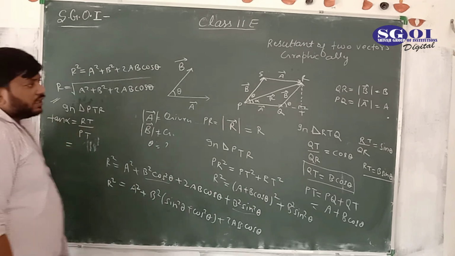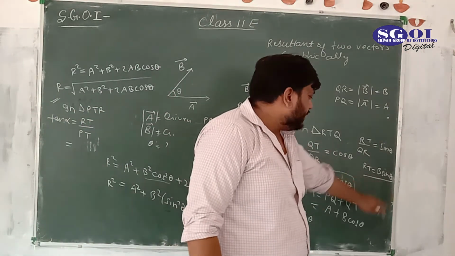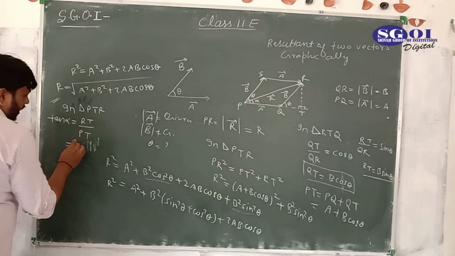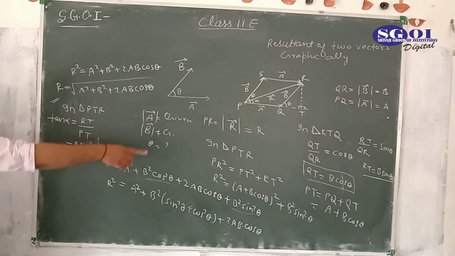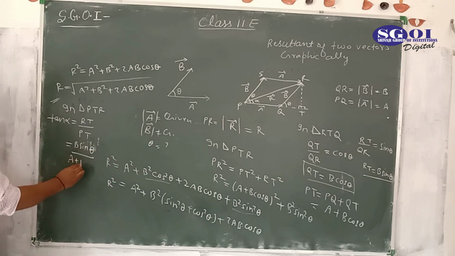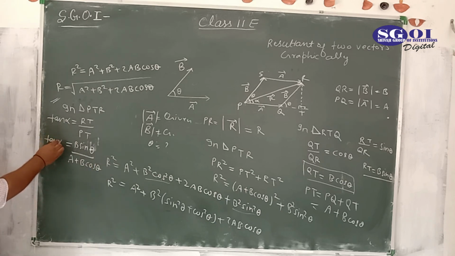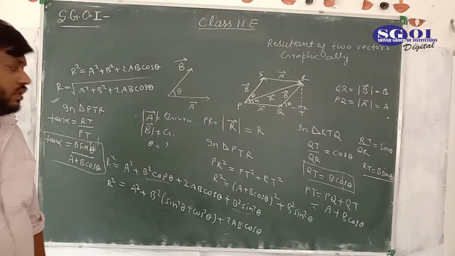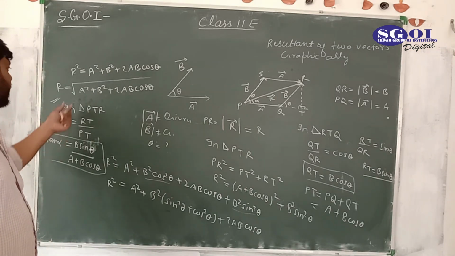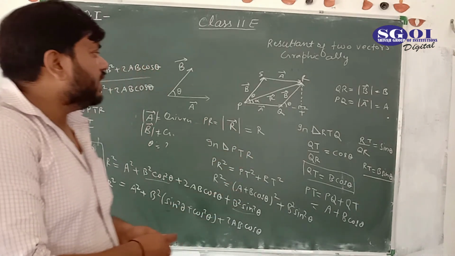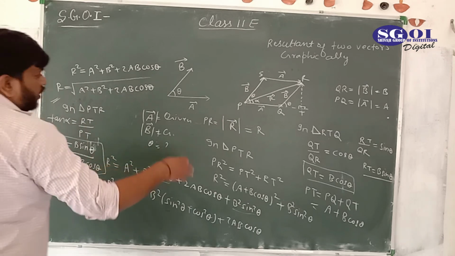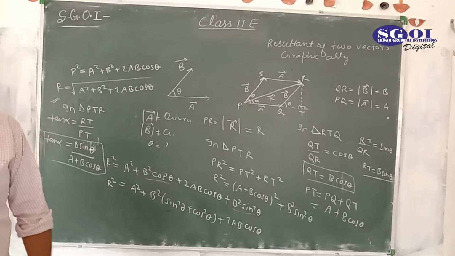What is RT? RT we have found out is B sin theta. So this is B sin theta upon PT. PT is A plus B cos theta. So tan alpha is B sin theta upon A plus B cos theta. So this is the direction and this is the magnitude of the resultant vector R. So I think we have cleared this particular case. Okay. Thank you.